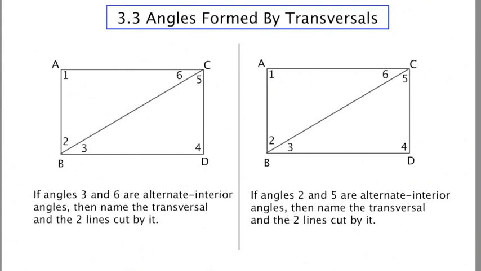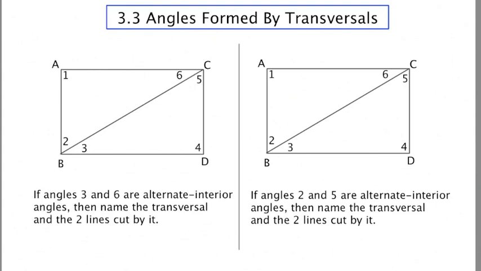Okay, I'm going to conclude this lesson on 3.3, angles formed by transversals, with these two questions. And when you look at them, they look very similar, but they're very confusing for kids. If angles 3 and 6 are alternate interior angles, then name the transversal and the two lines cut by the transversal. So every year I've put this question on a quiz, and a lot of students end up getting it wrong, and I don't like to see that, so I'd like to try to help prevent that from happening.